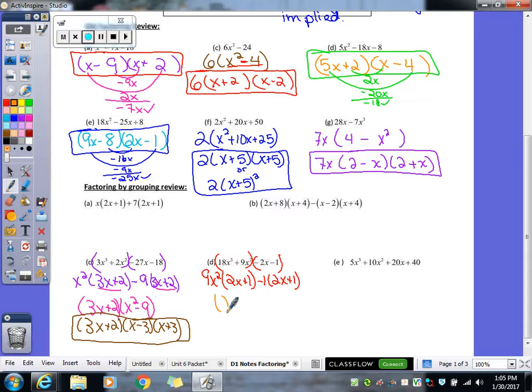So then we put our 2x plus 1 first. And our second set of parentheses is 9x squared minus 1. So then you have to ask yourself, can we factor 9x squared minus 1 again? Yes. That one's a difference of squares again. So 2x plus 1 times 3x minus 1 times 3x plus 1.